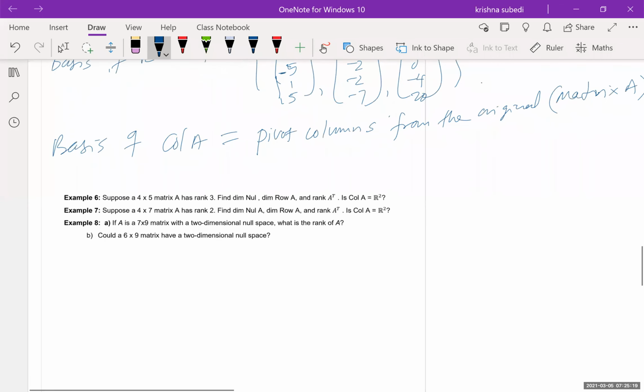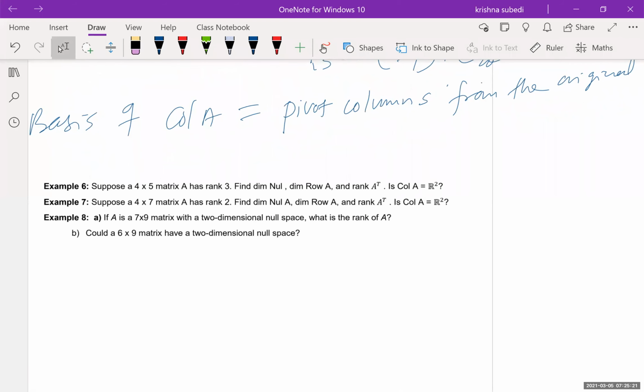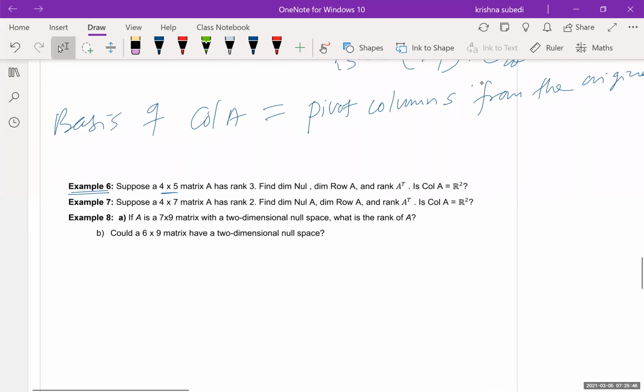Now we look at the relationship between rank, nullity, and the number of columns and number of rows as well. We'll see the relationship between those. Let's look at example 6. Suppose a 4 by 5 matrix A has rank 3. So remember, example 5. So it is a 4 by 5 matrix. So A is 4 by 5.